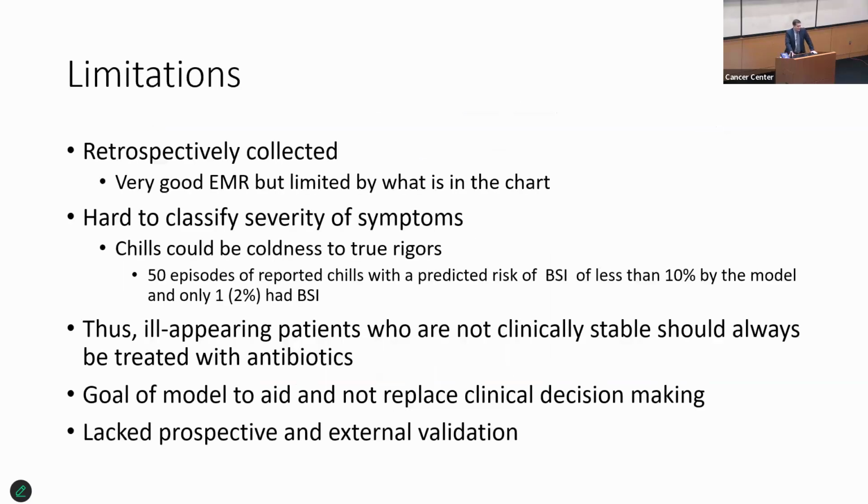So some of the limitations: this was retrospectively collected. It was a very good EMR, but limited by what's in the chart. In particular, it's really hard to classify symptoms. Chills can be just feeling cold before you get a fever, all the way up to shaking rigors that could actually be septic shock. In fact, if you looked at people that just reported chills in the chart, but had otherwise a predicted risk of less than 10%, there was only one BSI in that group. And so prospectively assessing that is a lot easier.